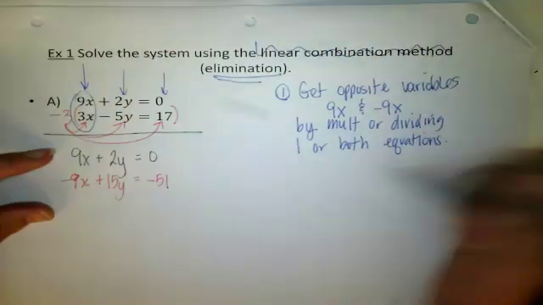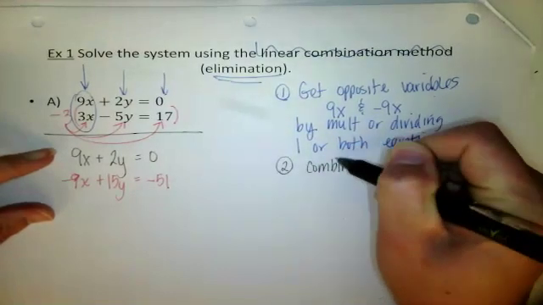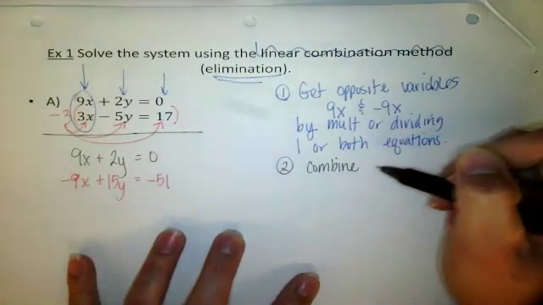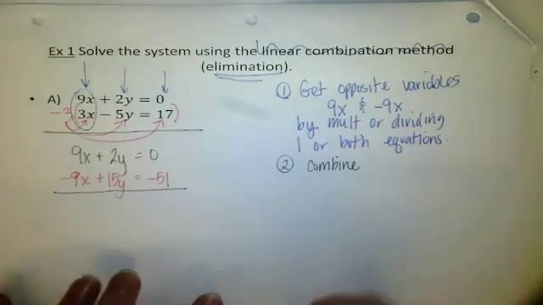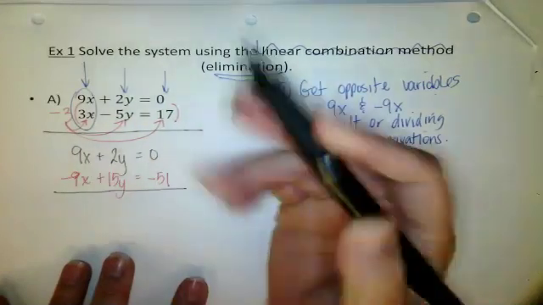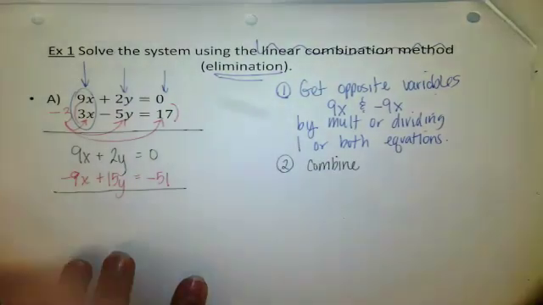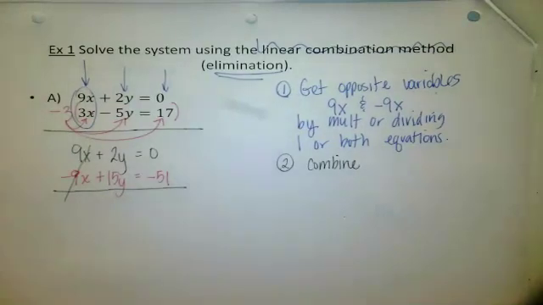That was our goal. The second step is to combine the equations. And I use the word combine on purpose. We're going to combine the 9x and the negative 9x. What do you get? 0. They cancel each other out, thereby being eliminated.